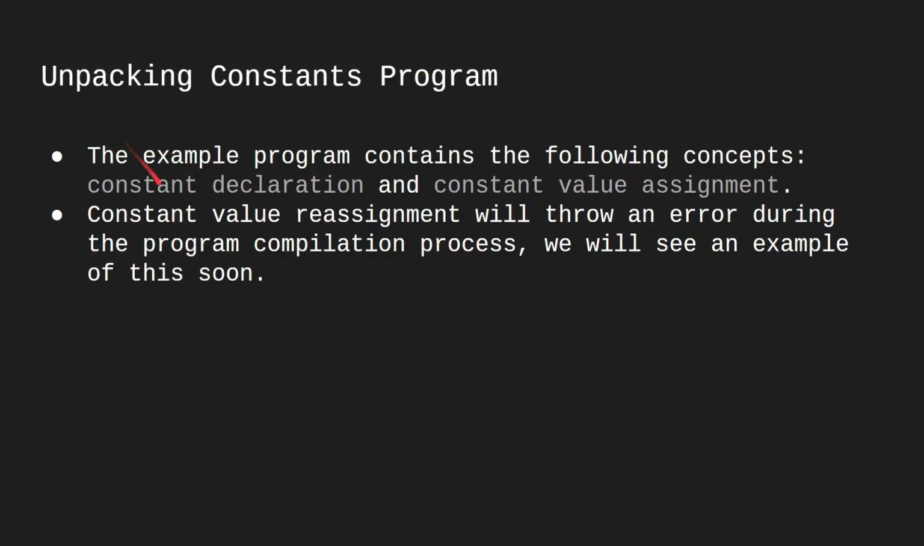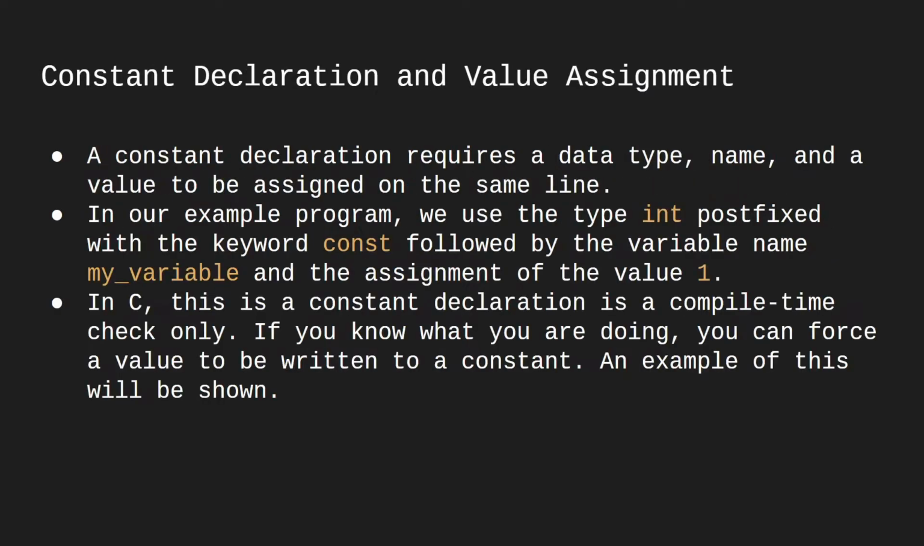Unpacking this program, we have a constant declaration and a constant value assignment. A reassignment will throw an error during the compilation process. We'll see an example of that soon. The constant declaration and value assignment, just like a variable, requires a data type, a name, and a value to be assigned to it on the same line. Just like our one-shot way of declaring a variable and assigning it, we're just going to go ahead and use const.